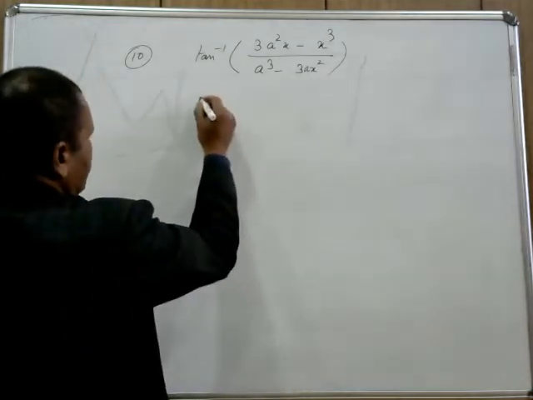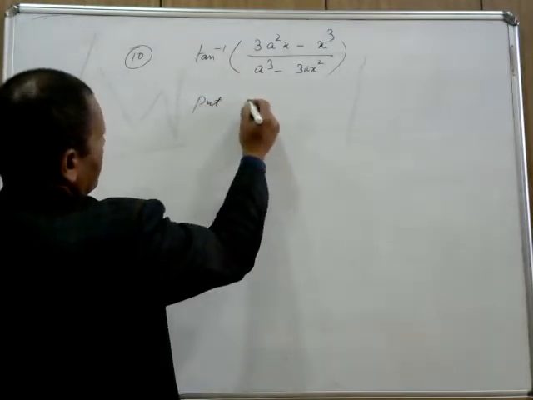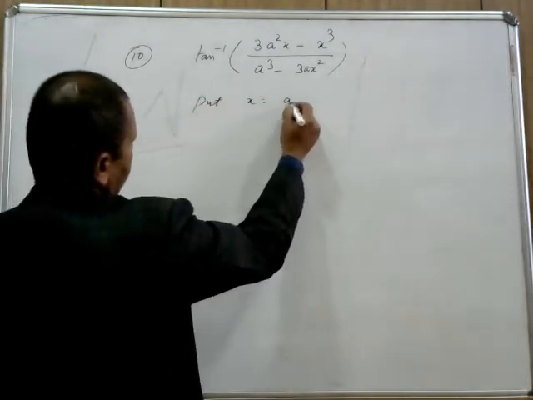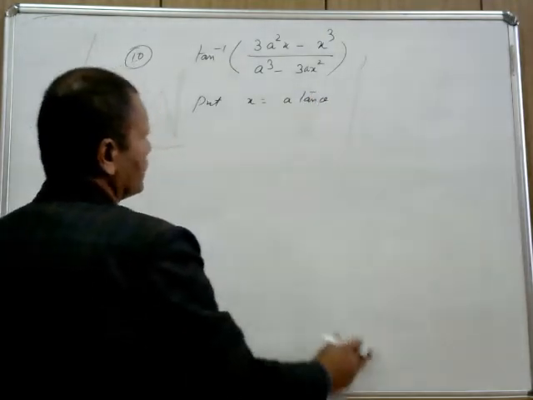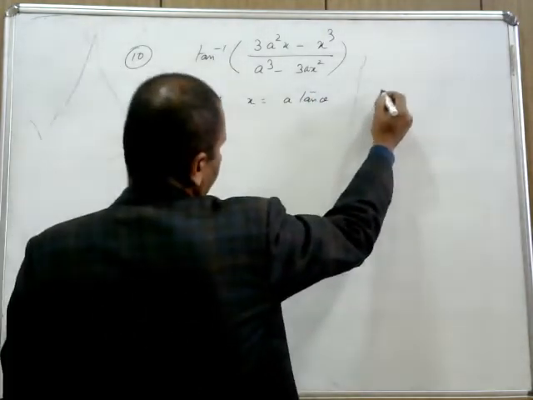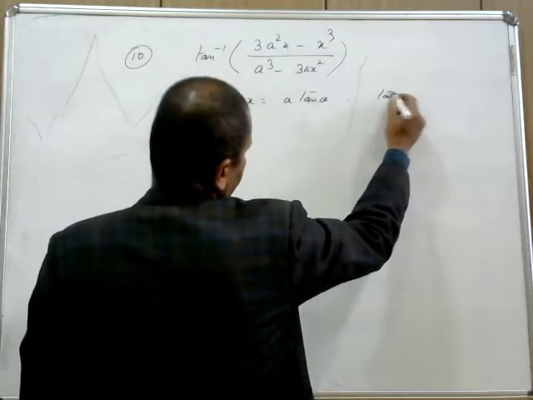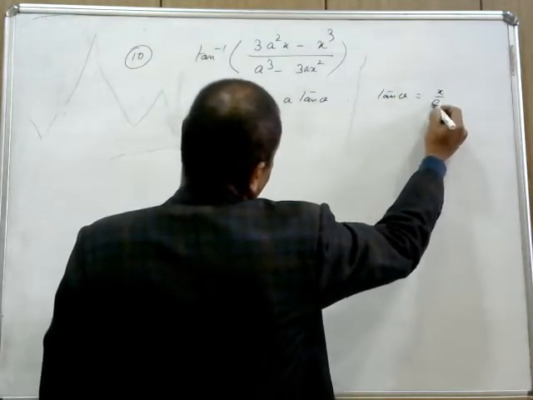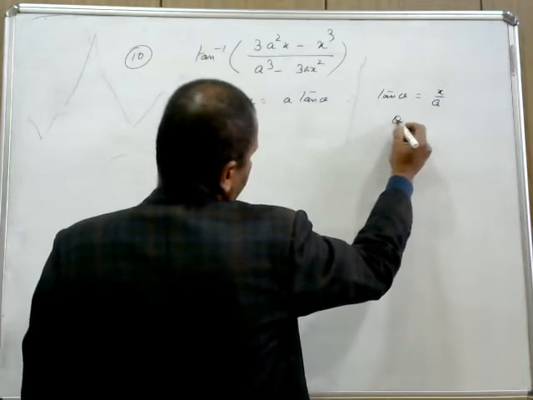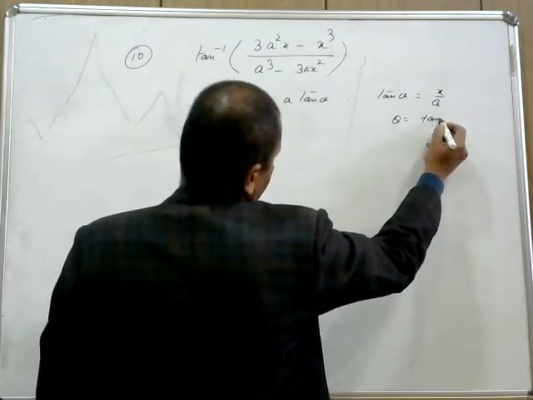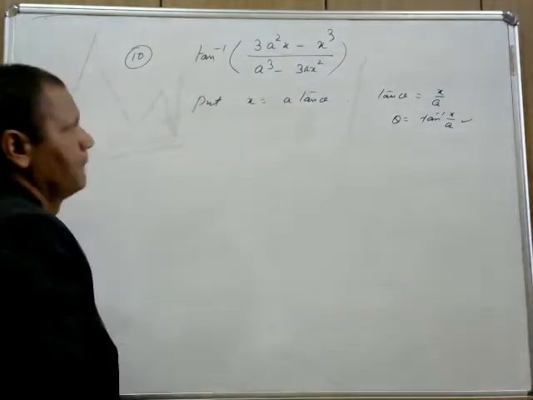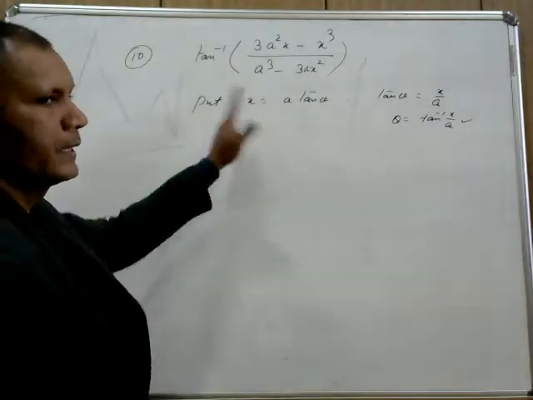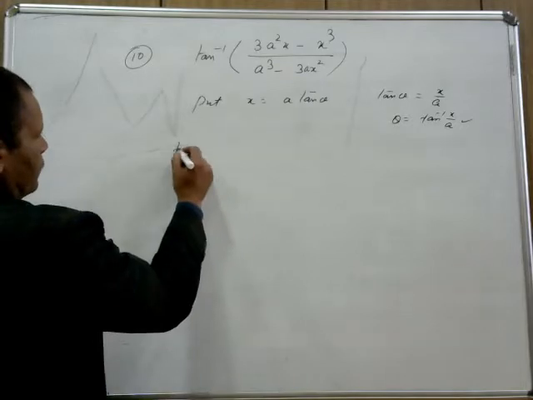If I put x is equal to a tan theta, then tan theta is equal to x upon a, and therefore theta is equal to tan inverse x by a. That's the one thing. Now replace x by a tan theta in this question. What will we be getting now?